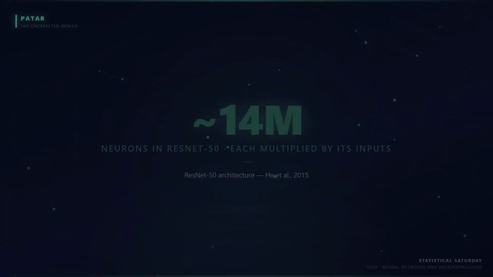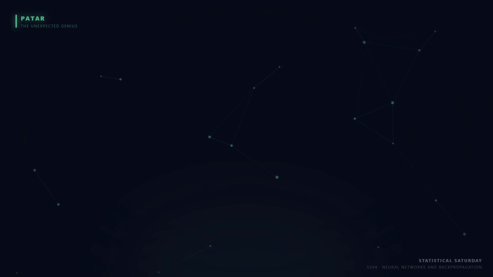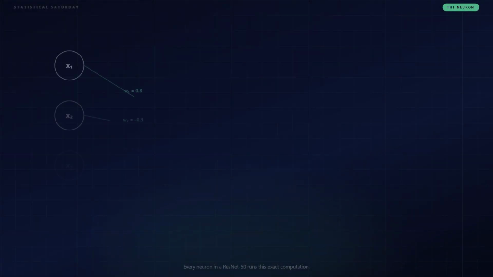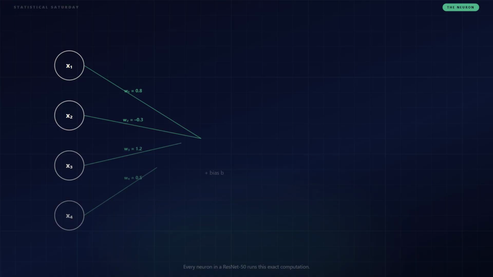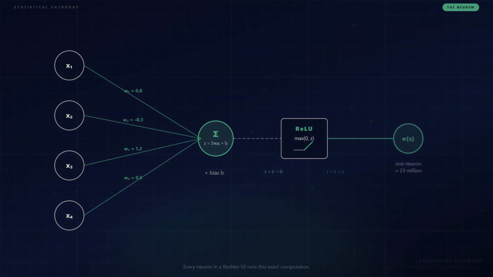And there are how many neurons total? Roughly 23 million in a ResNet 50, multiplied by their inputs. That is the pile of multiplications. A single neuron computes z equals the sum over i of w_i times x_i plus bias b. Then the neuron outputs sigma of z, where sigma is the activation function. That is the full operation. All 23 million neurons are doing exactly this.